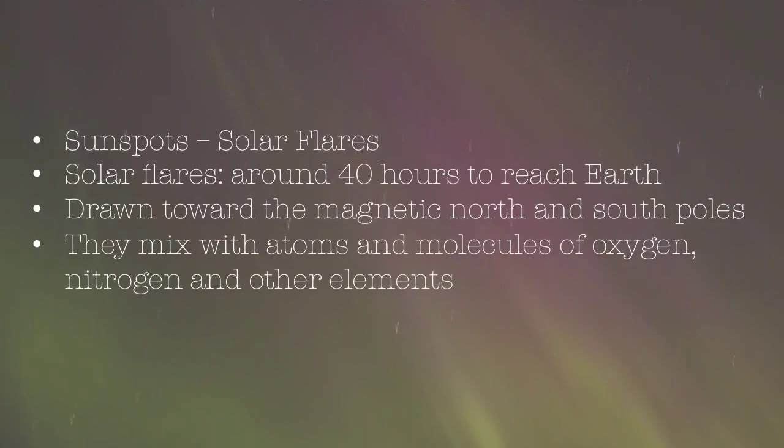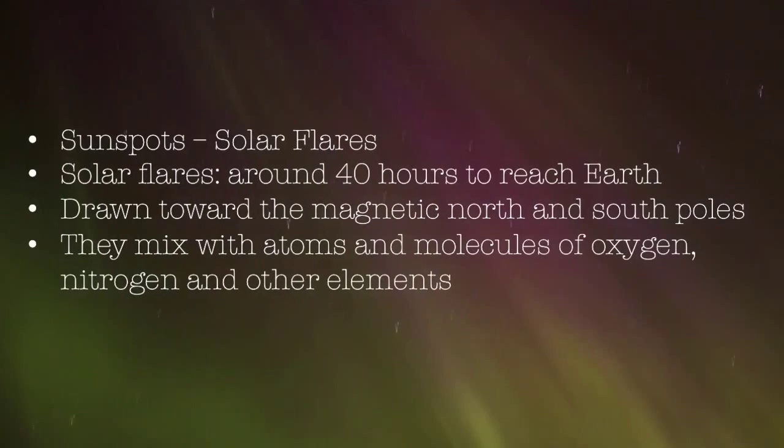So these solar winds and these particles, they take around 40 hours to reach the Earth, and they are drawn towards the magnetic north and south poles. Some of these particles, as they reach the Earth's atmosphere, they overpower the Van Allen belts and they collide with atoms and molecules of oxygen, nitrogen, and some other elements. And this is what causes the colors.